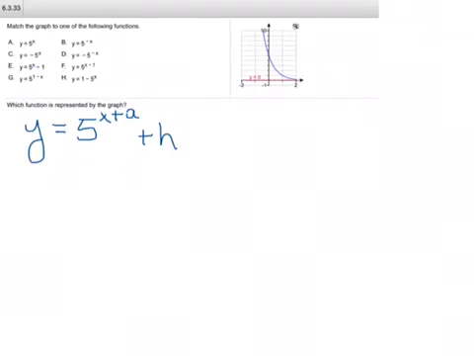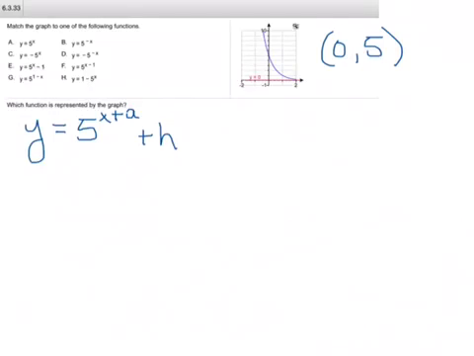For this problem, we need to match the graph on the right-hand side with one of the following functions a through h given below. There are a couple of things I want to point out before we get started. The first one is that our graph goes through the ordered pair x is 0 and y is 5. The second one is that 5 to the x has to be the basis for one of our graphs.